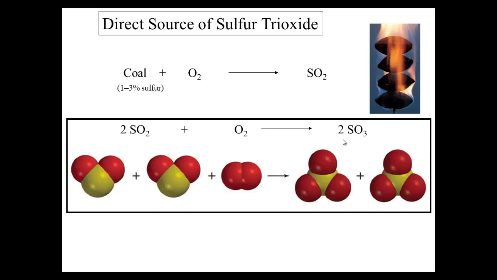Okay, so here's just a model of those molecules. 2 sulfur dioxides plus the oxygen gives you 2 sulfur trioxides.